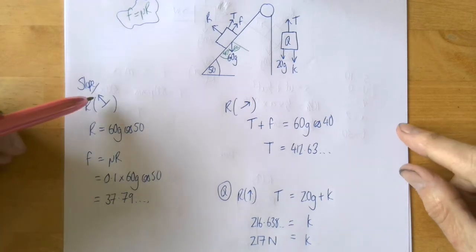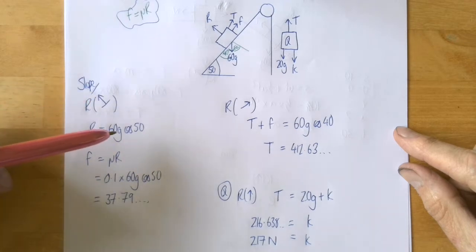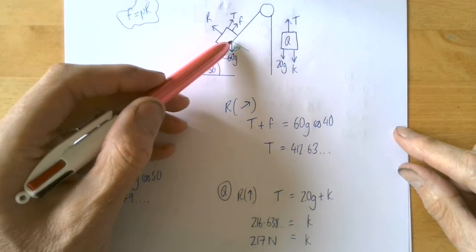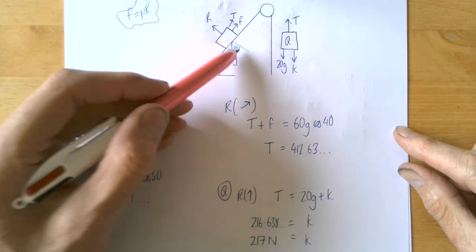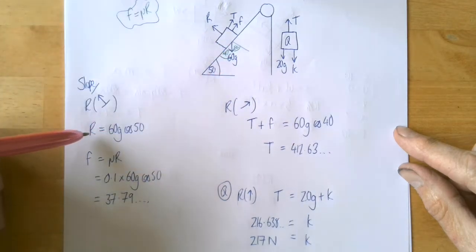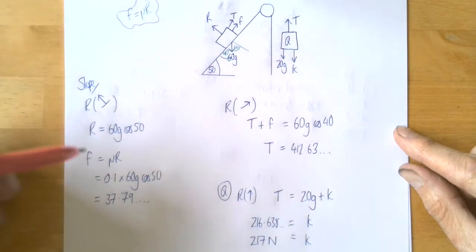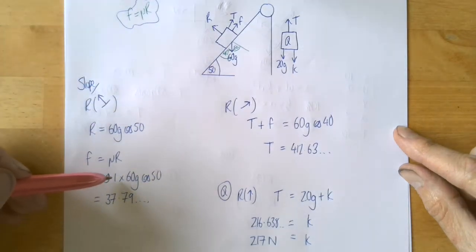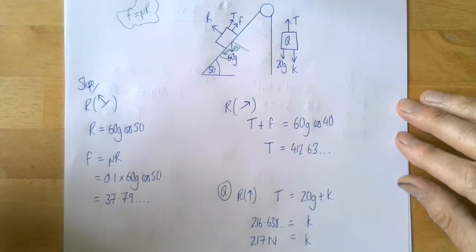Okay, so resolving perpendicular to the slope, no movement here. So you've just got force up equals force down, and the force down is 60g times the cos of 50, which I can work out. And then F, this force here, is equal to mu R because we're in limiting equilibrium, and we're told in the question mu is 0.1. So I get a value of F, which I stored in my memory F.